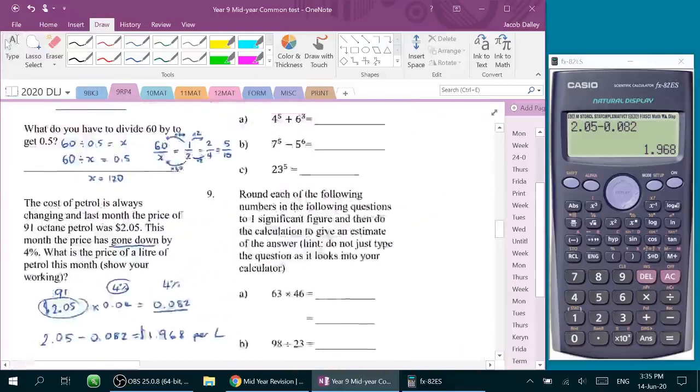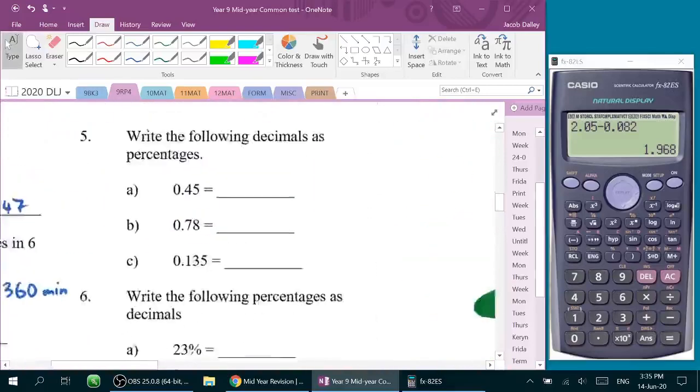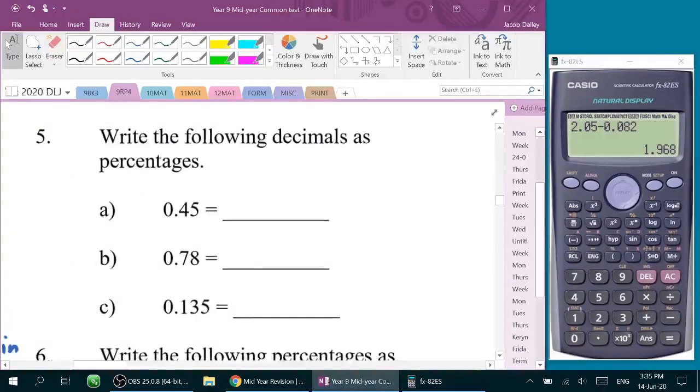Alright, next one. Write the following decimals as percentages. Okay, well, this is relatively easy. If we're doing it on a calculator, going from a decimal to a percentage is simply multiplying by 100, because that's what percent means, per 100. So 45% is 45 per 100. So another way of thinking of it is it's 45 out of 100 as a fraction.